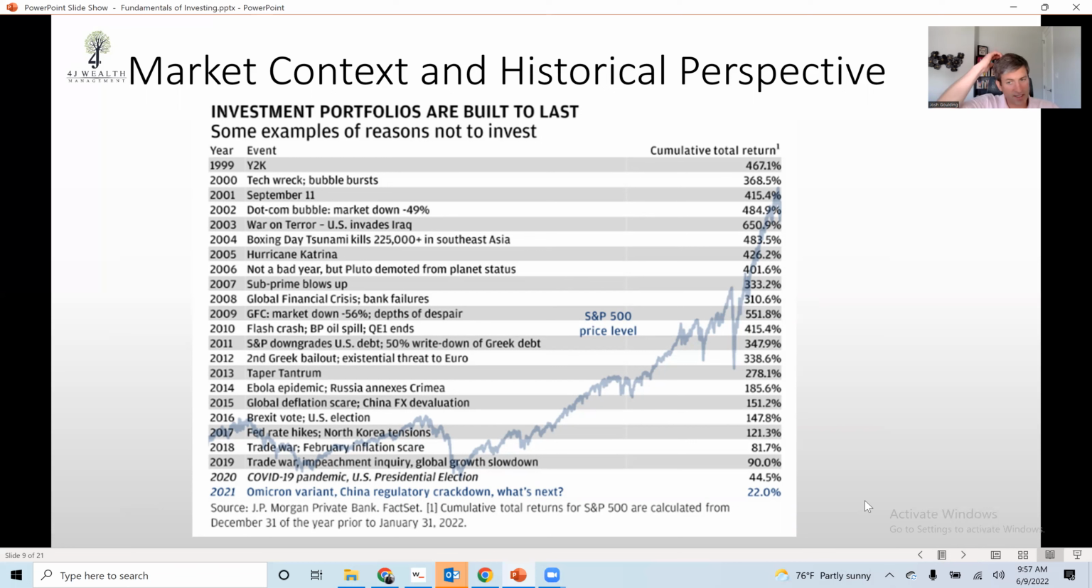So you can see here that the longer the time horizon, the greater the returns, and there's always something that can be pointed to as a reason not to invest. And our baseline position is that this time is really no different. It's going to be volatile. Doesn't mean we couldn't go down more, but you only have so many alternatives to choose from, right?